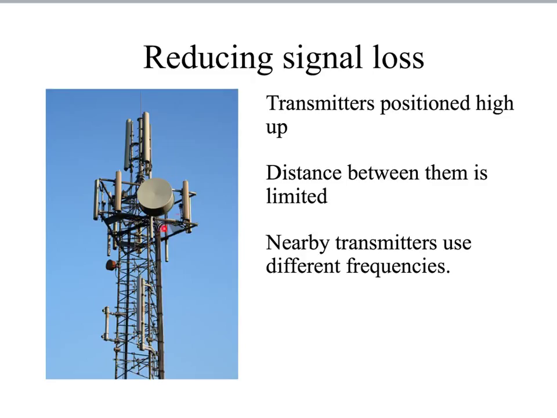Well, you probably have noticed that mobile phone transmitters are always positioned high up on a mast or on top of a building. This helps to ensure that there is a clear line of sight between the transmitter and the receiver, which is getting around the problem of the fact that microwaves don't diffract. The distance between transmitters is limited, so that means that the signal doesn't have to travel as far and can't degrade as much. And also nearby transmitters use different frequencies. That's so that the signals don't interfere with one another.